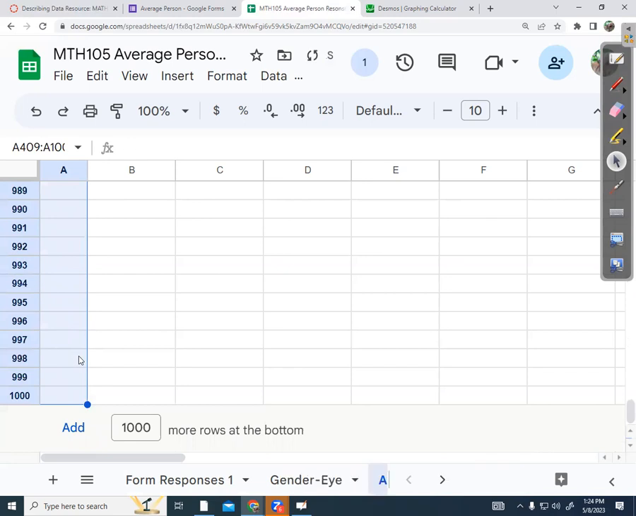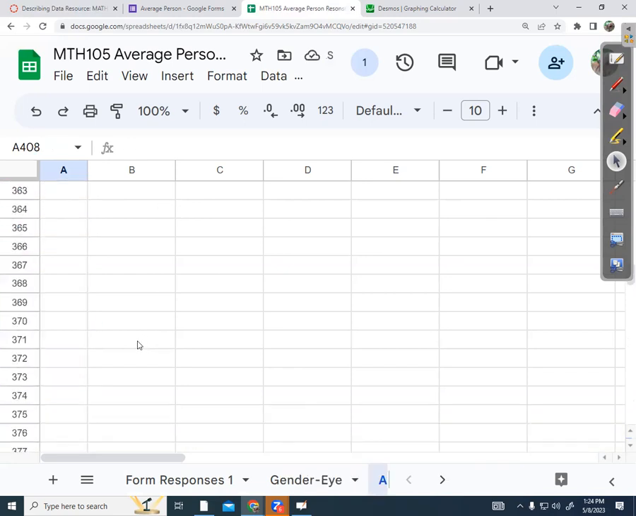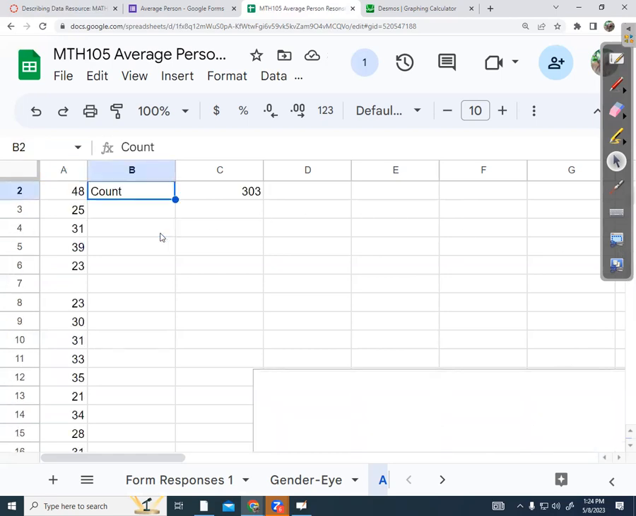Somehow I must have been messing around. I've got 2 copies of the same data in the same column. How do you get back to the top? Just Control Enter will take you to the top.